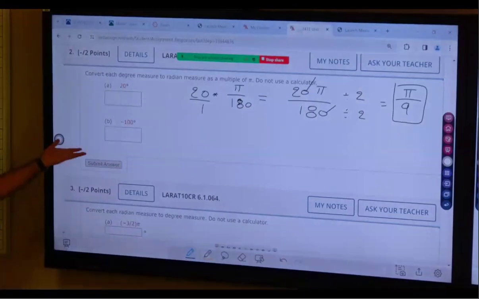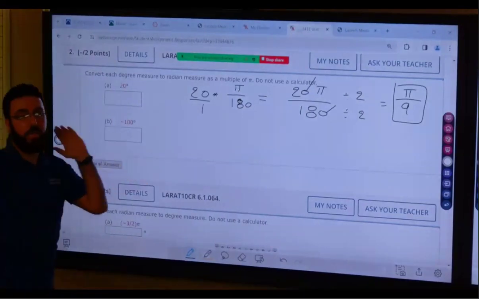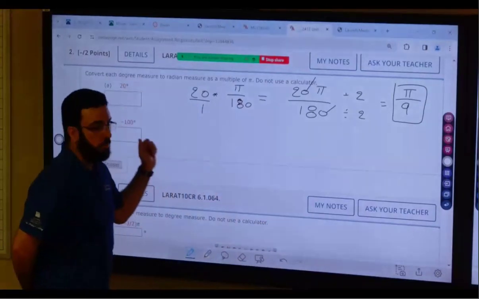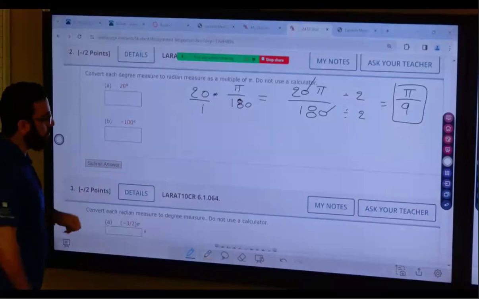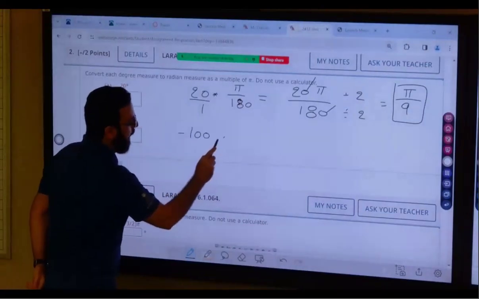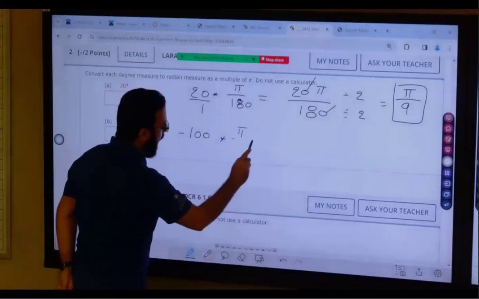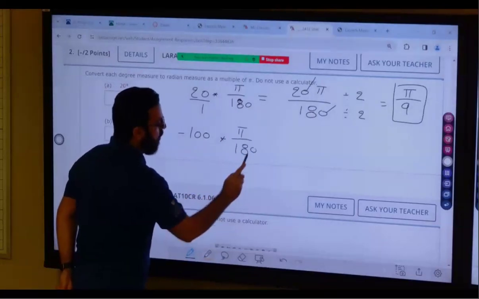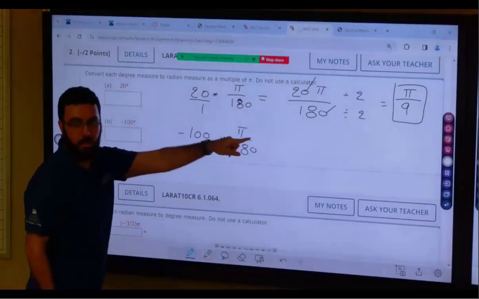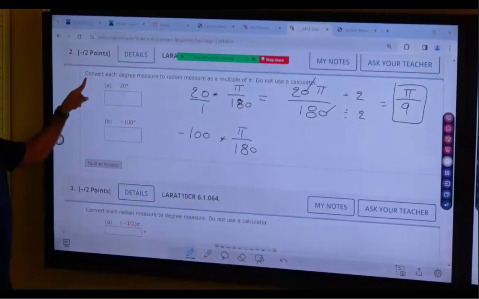Here we do the same thing with negative 100. Don't confuse yourself about the negative sign, keep it. So it's negative 100, and you're going to multiply by pi over 180, because we convert the degree to radian. It's the same question, but we have two options. It stays negative, so it's negative radian, right? Yes, it will be negative radian.